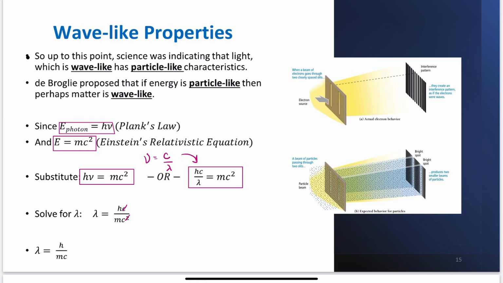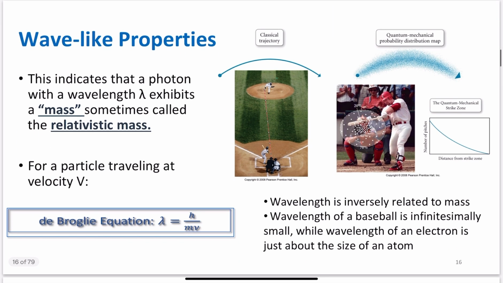But remember that Einstein's equation is mass in kilograms, that's our SI unit, and speed of light here. As we use lowercase m for mass and meters, so be careful with that. But this indicated that a photon with a wavelength lambda exhibits a mass, and this can be called your relativistic mass. For a particle traveling at a velocity v, we get the de Broglie equation. So instead of the speed of light, we just plug in the actual velocity of that particle. Lambda equals h over mv. Not nu here, it's not frequency, it's velocity here.